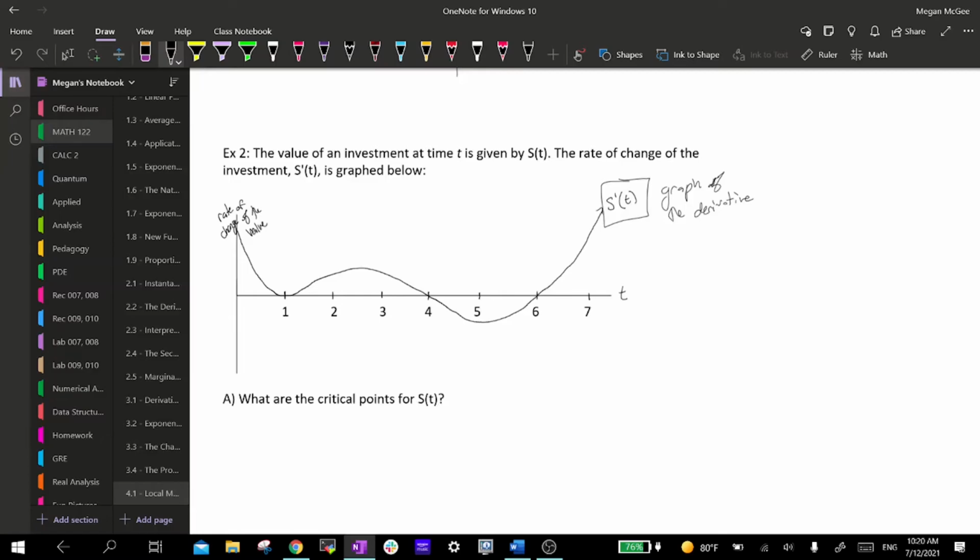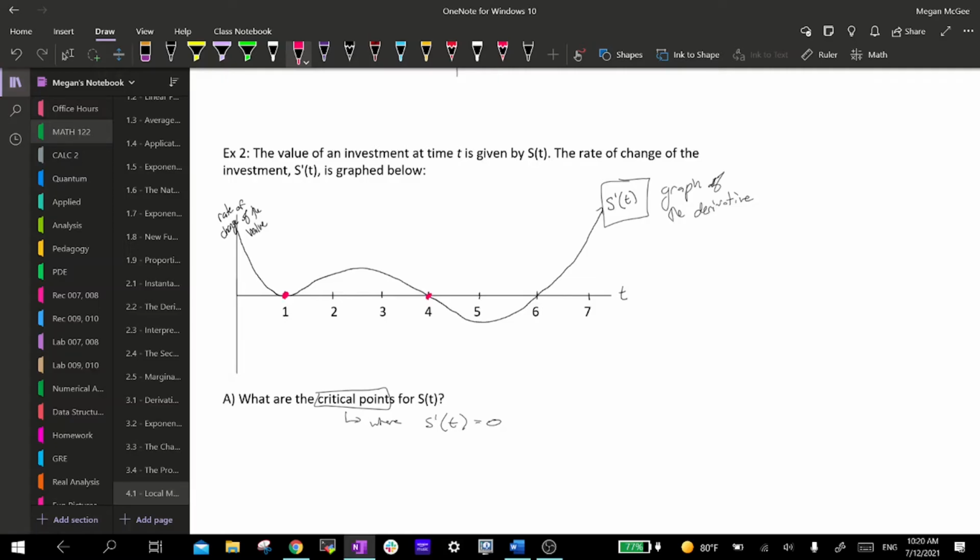Okay, so we know that the critical point is where the derivative is equal to 0. So, if we were looking at the graph of the function, not the derivative, the original function, we would be looking for the horizontal tangent lines. However, we are given the graph of the derivative. So, this graph is equal to 0 whenever it touches the t-axis. Okay? So, we are 0 at t is equal to 1.